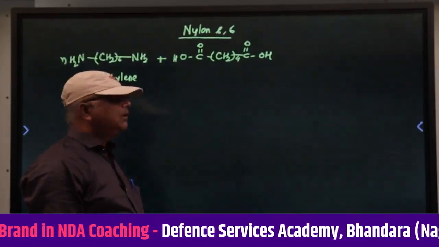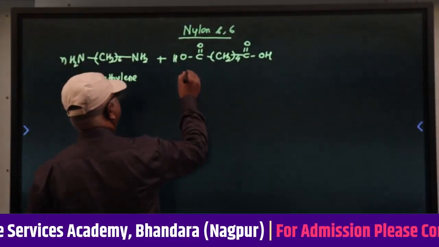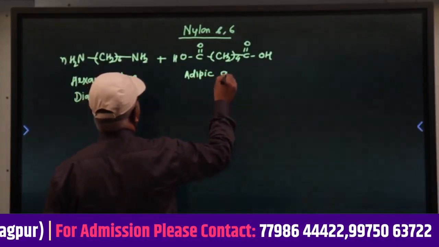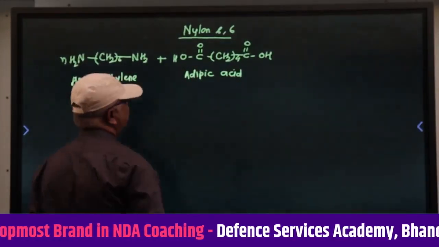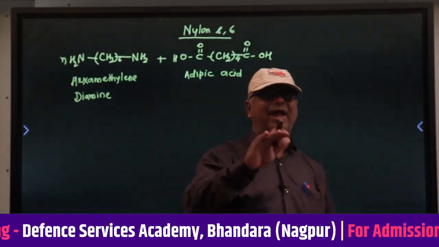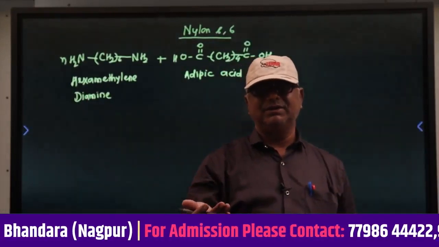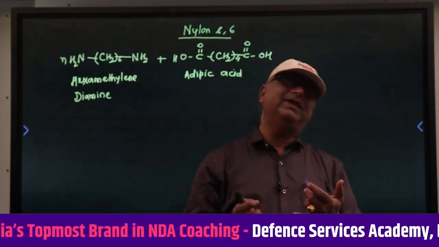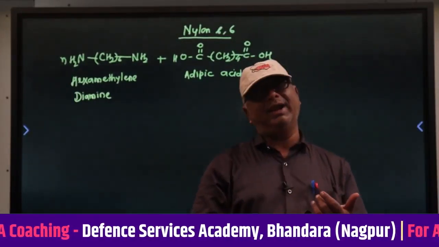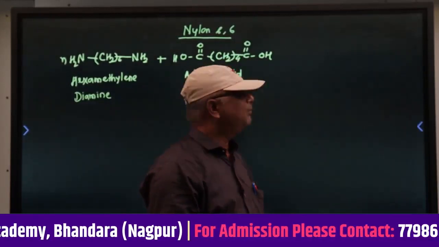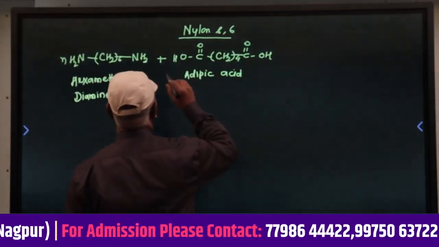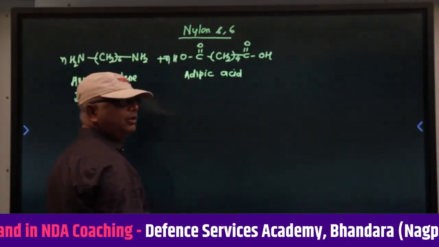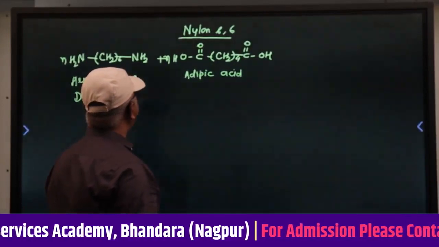Cadets, this is adipic acid. Such an alternate arrangement of hexamethylene diamine and adipic acid takes place. That means initially hexamethylene diamine, then adipic acid, then again hexamethylene diamine, again adipic acid, and so on, both in N numbers. Here, simply you have to condense this.